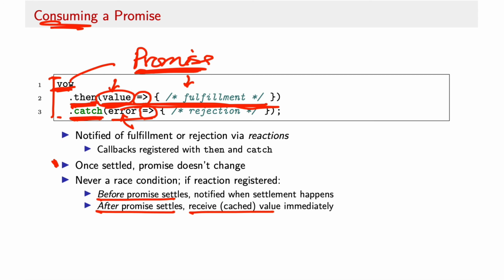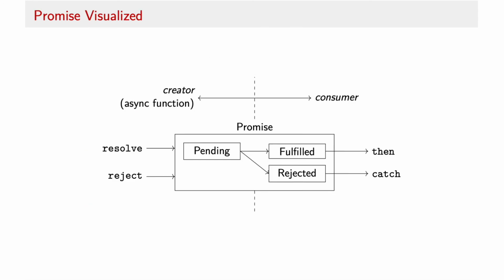Here's another illustration that tries to bring all these pieces and parts together in how promises work. So we can think of two participants in this promise operation, sort of the creator of the promise and the consumer of the promise. The creator's job is to take the asynchronous function, invoke it, and then interpret the results in terms of whether the underlying asynchronous operation worked or failed. If the asynchronous operation worked, the creator is supposed to call resolve. If it failed, it's supposed to call reject instead.